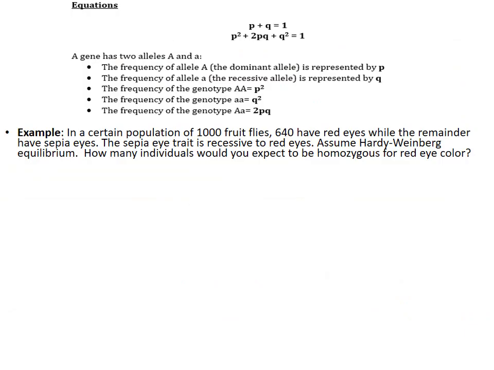So we're going to start off by doing problems where we assume a population is in Hardy-Weinberg equilibrium. So that's stated in the question. In a certain population, you have 1,000 fruit flies, 640 have red eyes, while the remainder have sepia eyes. So we said that the sepia trait is recessive to red eyes. So assume Hardy-Weinberg equilibrium. How many individuals would you expect to be homozygous for eye color? So first of all, I'm going to write down that Hardy-Weinberg equilibrium has been assumed.